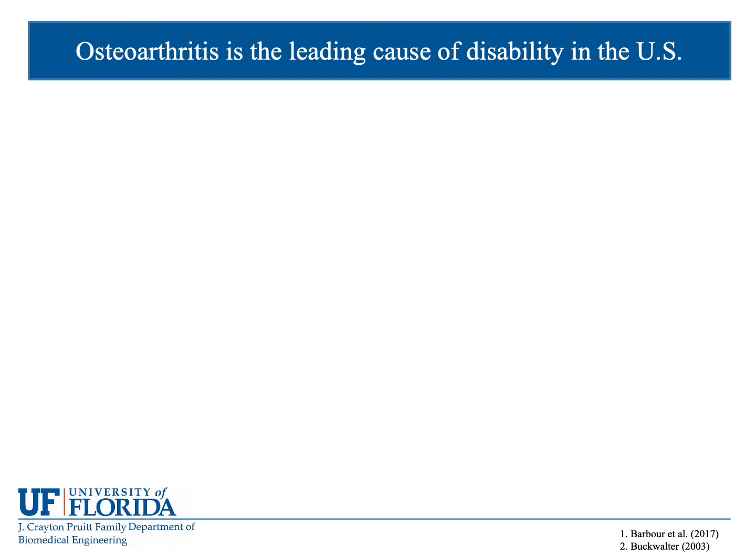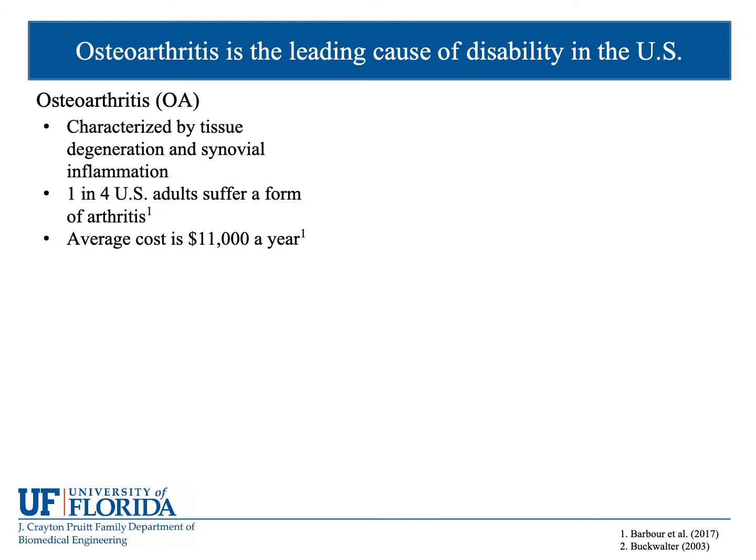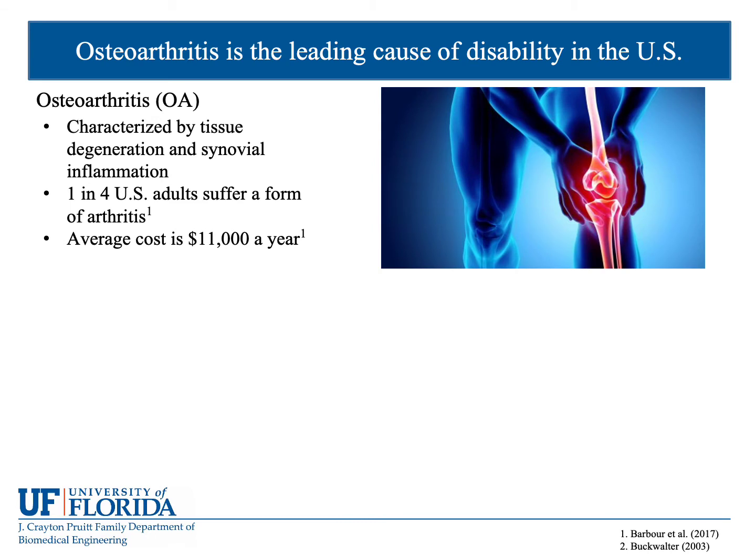What is osteoarthritis? Osteoarthritis is the leading cause of disability in the U.S. It is characterized by tissue degeneration and synovial inflammation. 1 in 4 U.S. adults suffer from a form of arthritis, with osteoarthritis being the most common. Along with the physical limitations, there is a substantial financial burden of $11,000 a year.